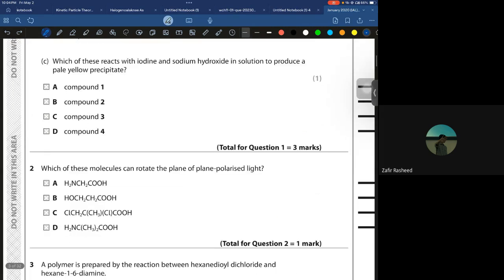Which of these reacts with iodine and sodium hydroxide in solution to produce a pale yellow precipitate? This is the iodoform test. I told you that the iodoform test can only give a positive result whenever you have methyl ketone.